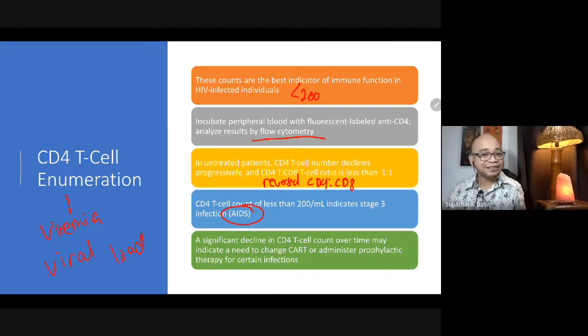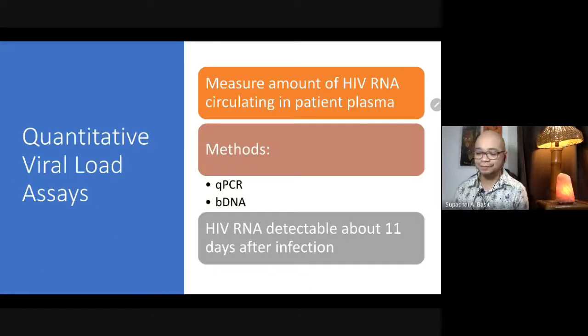So a significant decline in CD4 count over time may indicate a need to change the CART or administer prophylactic therapy for certain infections. Kasi nga, you need to treat also opportunistic infections. For example, merong fungal, then you need to treat the fungal infections.